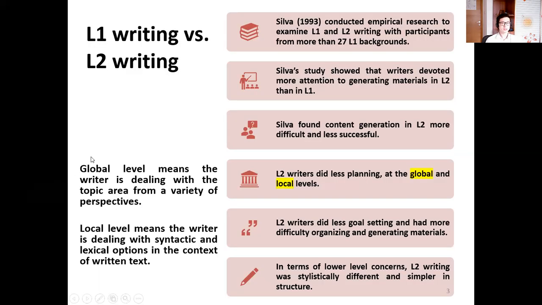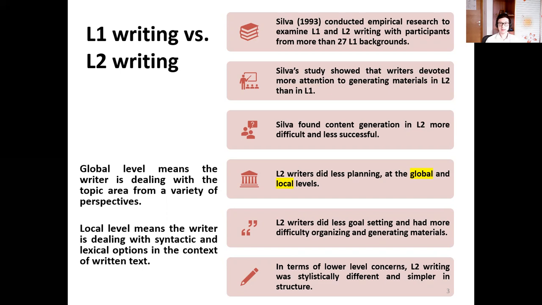Now let's take a look at the differences between L1 writing and L2 writing. Silva conducted empirical research in 1993 to examine L1 and L2 writing with participants from different L1 backgrounds. His study showed that writers devoted more attention to generating materials in L2 than in L1. He found that content generation in L2 was more difficult and less successful.